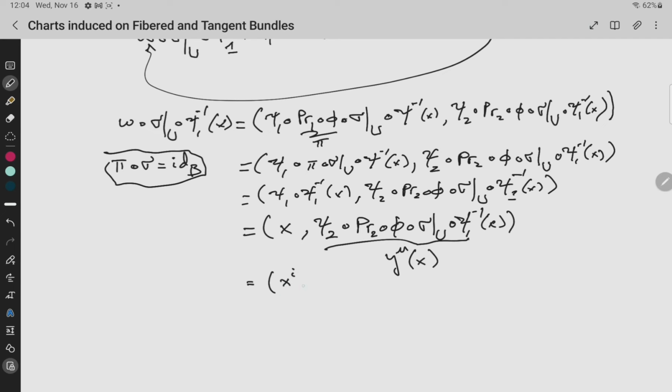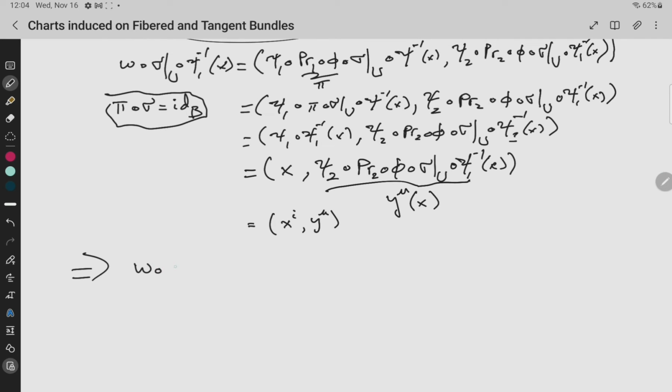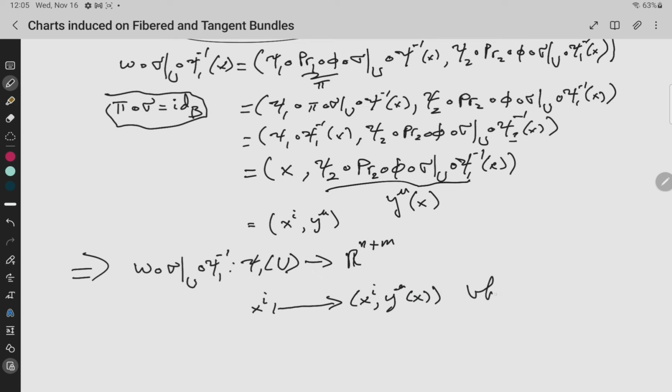So therefore, I have xi, where i is going from 1 to n, and then the Greek index mu is going from 1 to m. Okay, so y mu is what is being induced. Well, xi and y mu is what is being induced in the total space. Okay. So let me rewrite the function going from Rn to Rn plus m. So xi is being mapped to xi comma y mu. And this is what we mean by induced functions, induced chart on the total space.